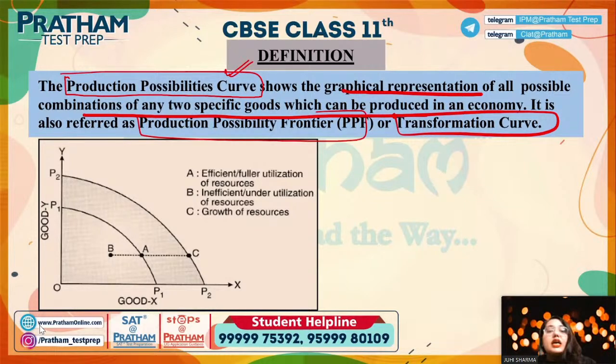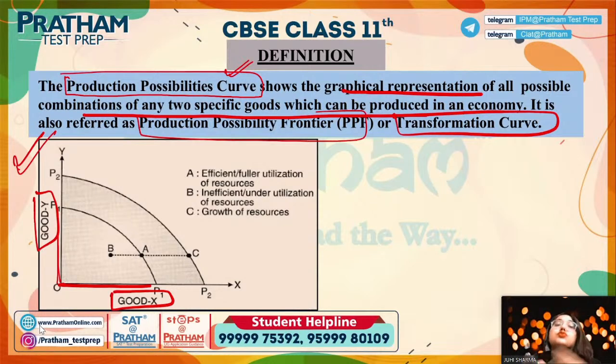Now here in this particular graph, you must be seeing that we have two goods. We have good X on the X axis, and good Y on the Y axis. So at a particular point, हम इतनी quantity में good X बना सकते हैं, और इतनी quantity में we can produce good Y. When we are utilizing resources to the fullest, है ना? Efficient utilization of resources होता है.